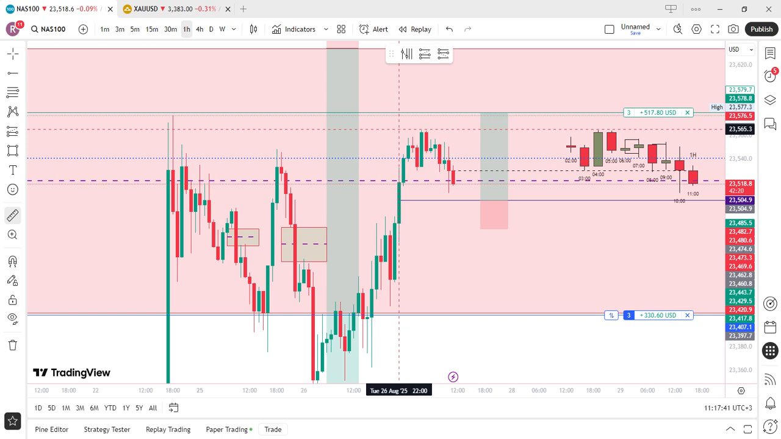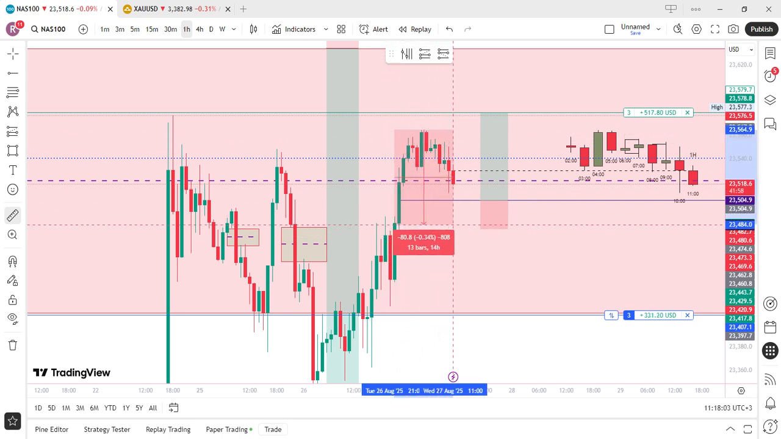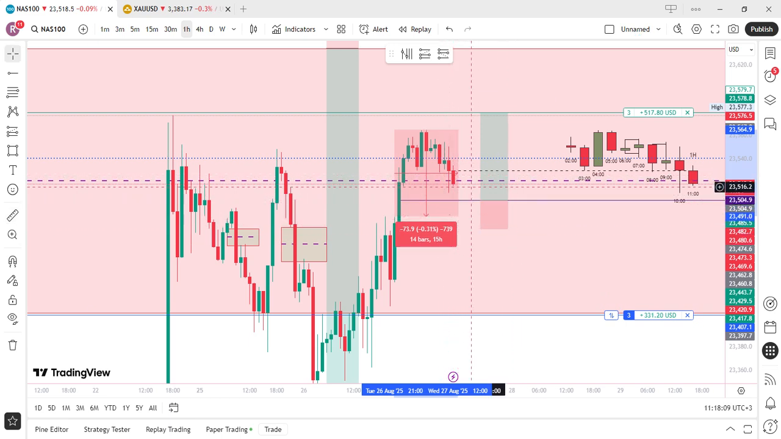What I mean by discount of premium is that we're in a premium PDRA on the higher time frame, but when we go to a lower time frame, for example this hourly, and I draw a measurement from that high to the next PDRA here, which is this bullish fair value gap, you will see that we are currently at a discount. A discount of what? Of the premium of the higher time frame.